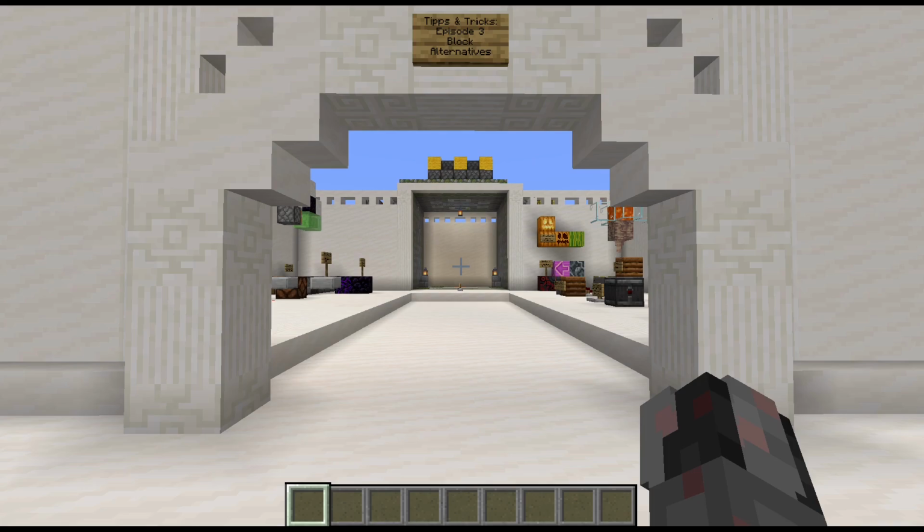I've been asked occasionally whether certain blocks in my builds could be replaced by different blocks, so I decided to make this episode about block alternatives. I concentrate on the blocks commonly found in my builds, cover which blocks might be used instead, and explain possible exceptions, especially when it comes to blocks within Redstone circuitry.